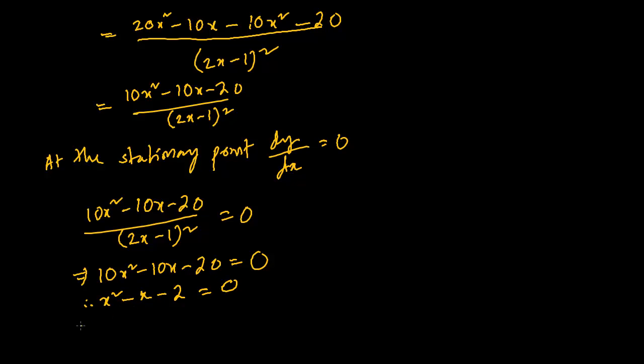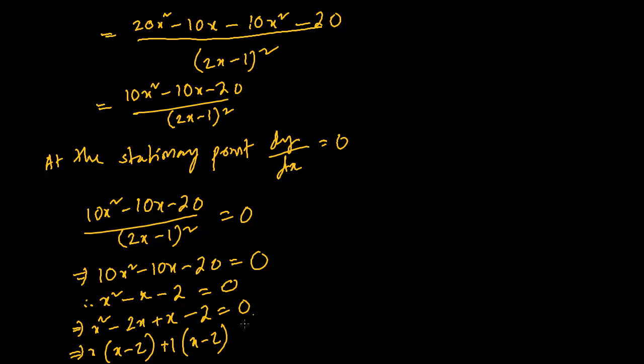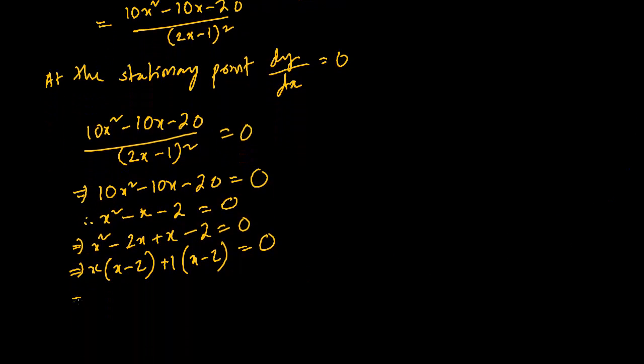So we can do the middle term break. This is going to be x squared, we need minus x, so 2 ones are 2, so minus 2x plus x is minus x, minus 2 equal to 0. We can take x common, it would be x minus 2. If you take 1 common, it would be x minus 2 equals 0. So this is going to be x minus 2, x plus 1 equals 0. Therefore, x equals 2 or x equals minus 1.